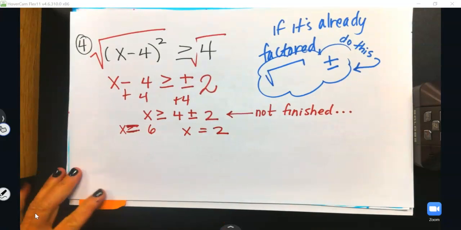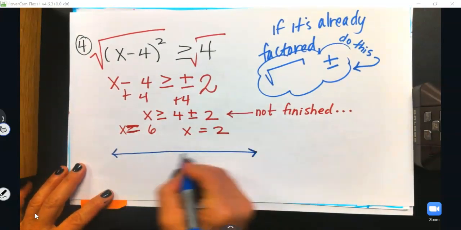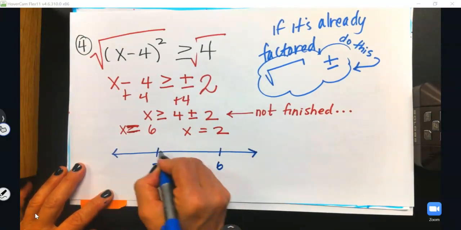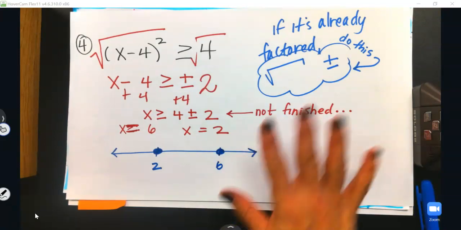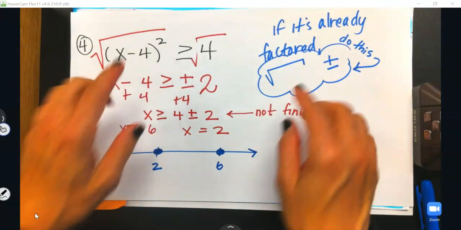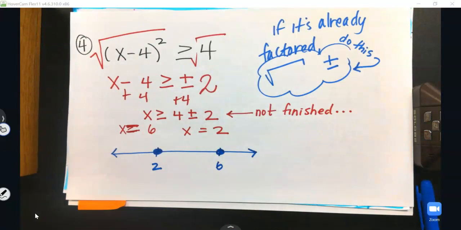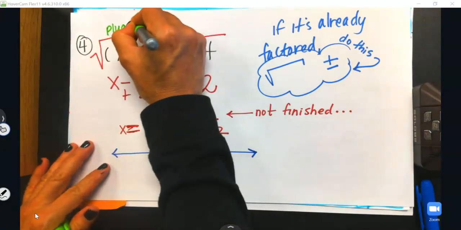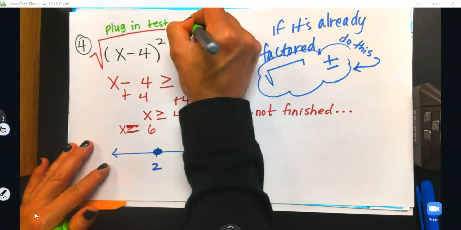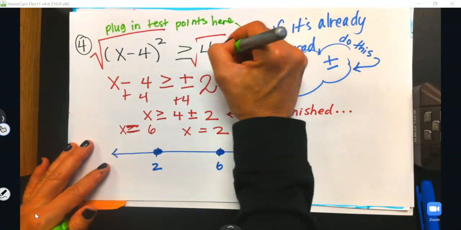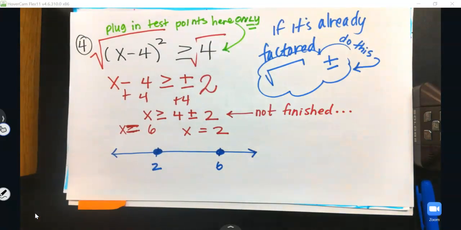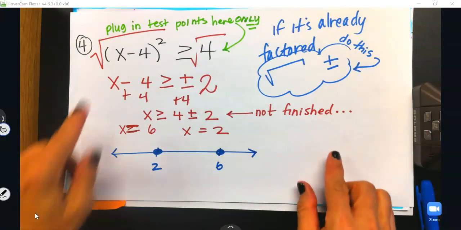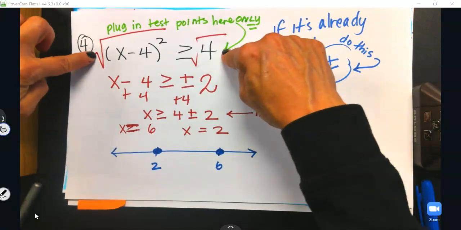Let's draw the x-axis. I'm going to color in these dots because I'm going to remind myself it's part equal. Now, usually I say, this is why it's really important for you to highlight this. Remember, if it's already factored, you go straight to square rooting. When you plug in your test points, plug in from the beginning. Once you start drawing a square root symbol and doing the whole plus minus, then it's hard to gauge. Plug in test points here only at the original.